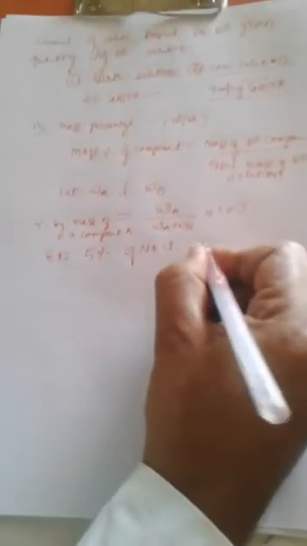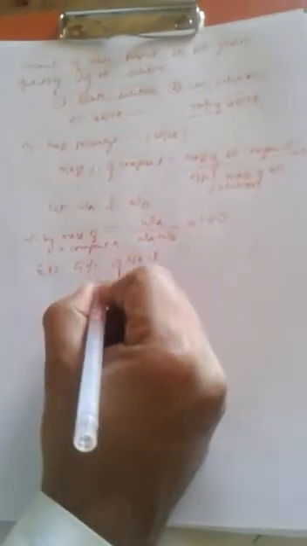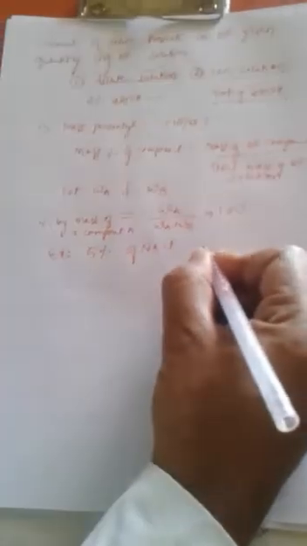For example, 5% of sodium chloride. You can define this in terms of weight by weight. It means that 5 gram of sodium chloride is present in 100 gram of the solution or 95 gram of water. Coming to the second type, that is known as volume percentage.